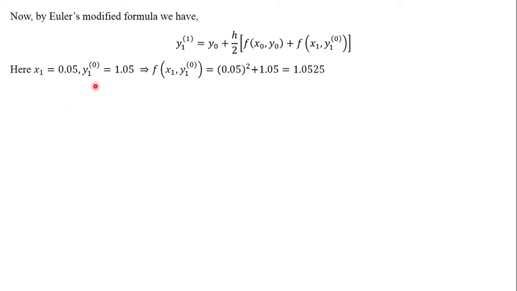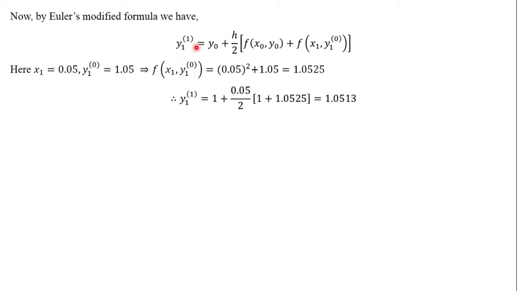Here x1 is 0.05, the zeroth approximation we have already computed as 1.05, and therefore this value is f at x1 comma zeroth approximation of y1, so f at 0.05 comma 1.05. So f of x, y is x square plus y. Simplify this, you will get f at x1 zeroth approximation of y1 is 1.0525. So put here, we have already computed f at x naught y naught.